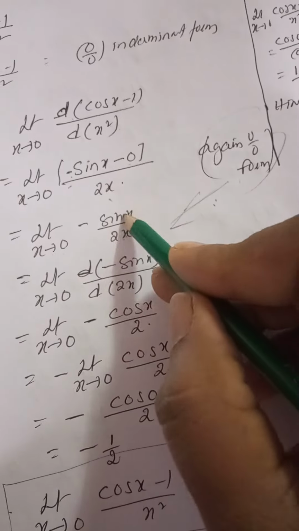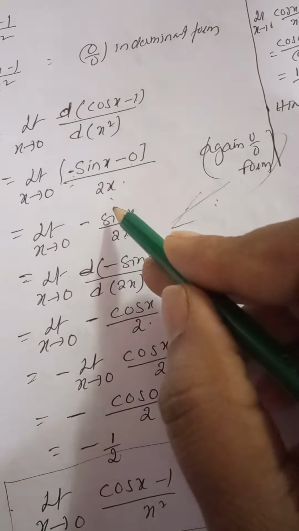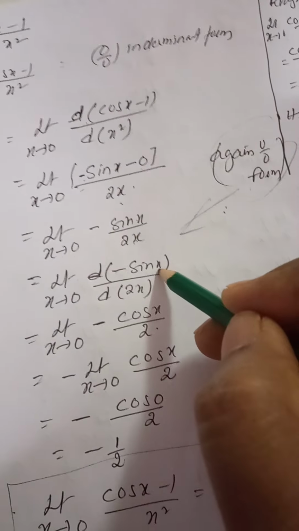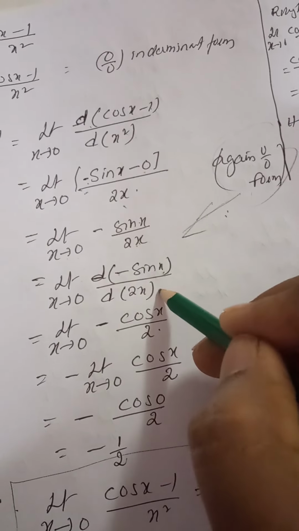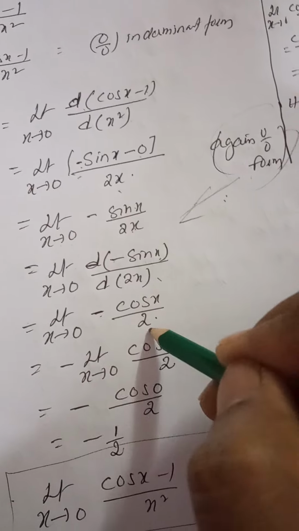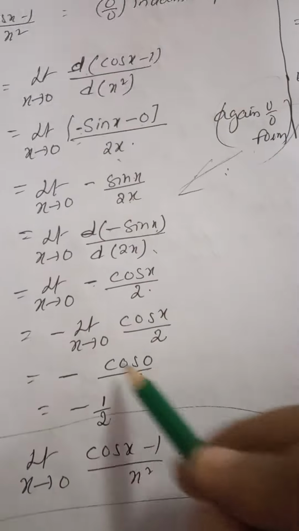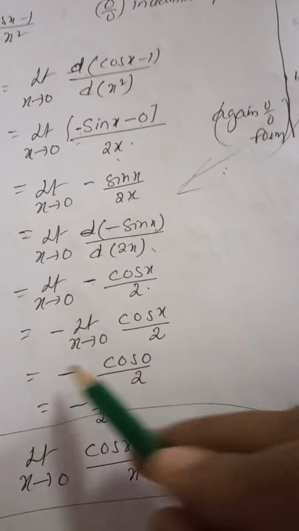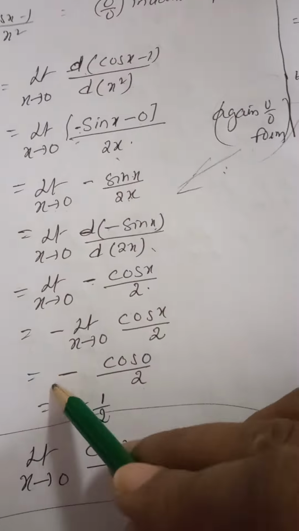Now differentiation of minus sin x is minus, we can take it outside. Differentiation of sin x is cos x. Differentiation of 2x is 2. Now minus outside. Now limit x extends to 0. Minus cos x by 2. Now if you apply the limit, cos 0 by 2 with minus sign. Cos 0 is 1. Therefore minus 1 by 2.